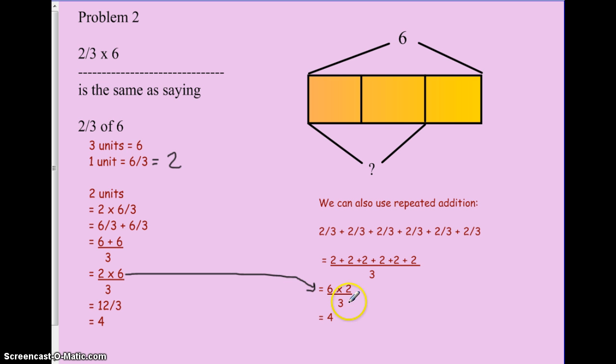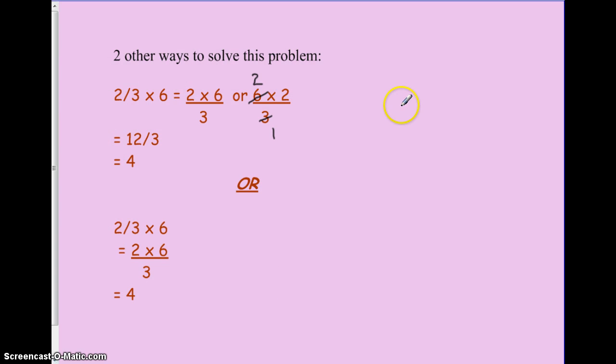Okay? 6 times 2 over 3 is the same as saying 12 over 3, which is 4. Now I could switch the 2 and the 6 because of the commutative property. So the order of the numbers when you're multiplying doesn't matter. Whichever order you choose is fine. Okay, two other ways to solve this problem.